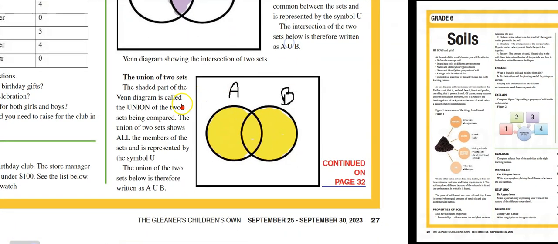Okay, let's go to union. It says the union of two sets. That would be all of the section here. You see all of them shaded here. All of the members of both sets listed without repeating. All right, so let's go.